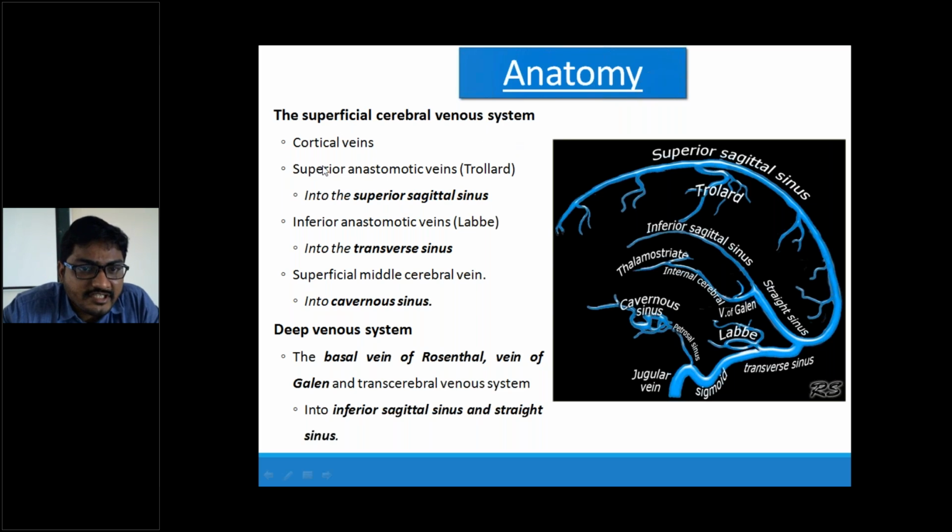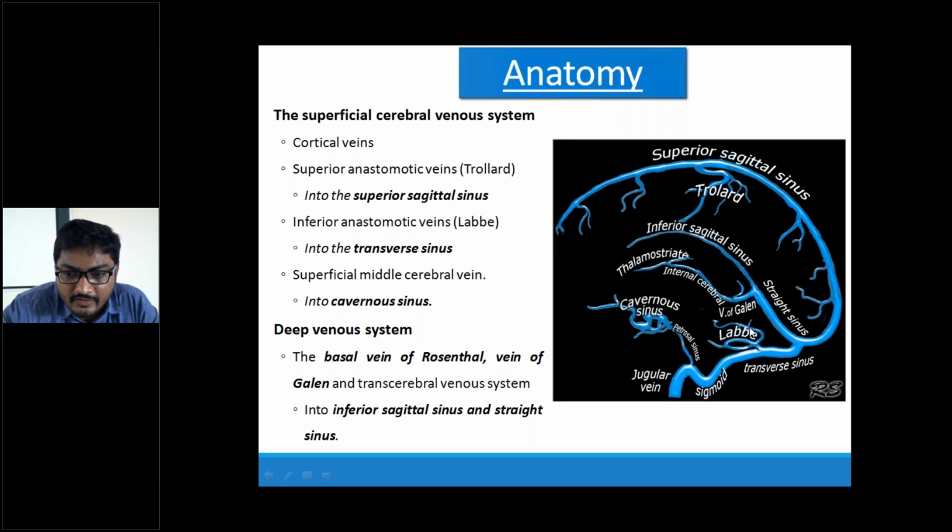So the superficial cerebral venous system consists of the cortical veins and superior anastomotic veins. There's the vein of Trolard. It drains into the superior sagittal sinus. So this is the vein of Trolard. A NEET entrance examination is very fond of asking about these veins: vein of Trolard, vein of Galen, vein of Labbe.